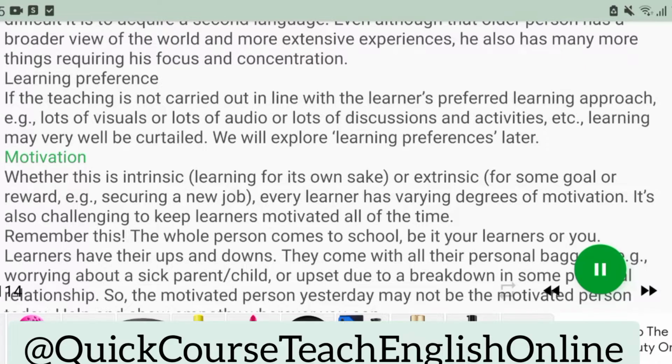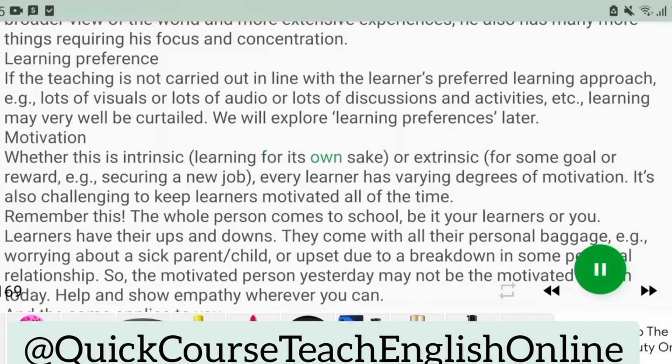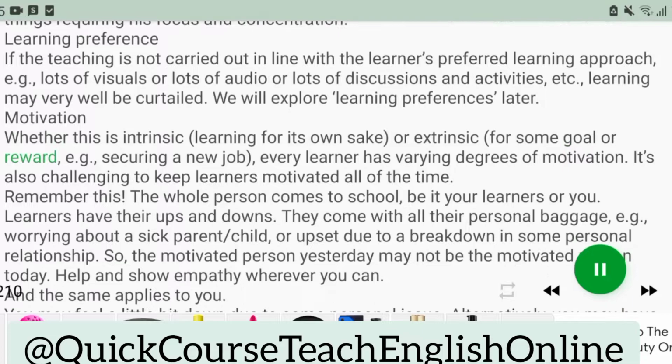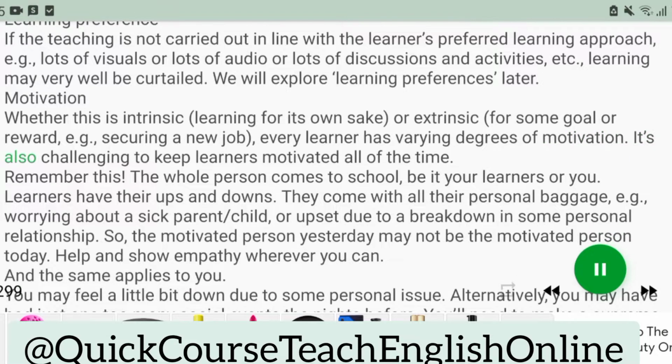Motivation. Whether this is intrinsic learning for its own sake or extrinsic for some goal or reward, e.g., securing a new job, every learner has varying degrees of motivation. It's also challenging to keep learners motivated all of the time.